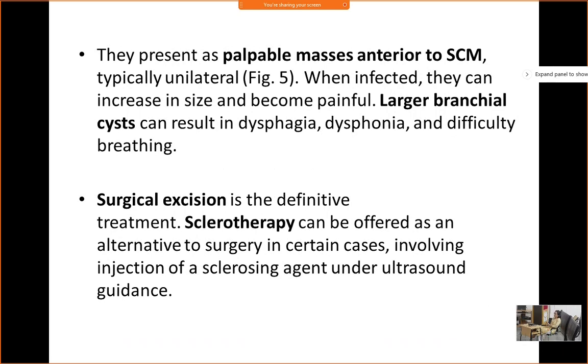They present as a palpable mass anterior to the sternocleidomastoid, typically unilateral. It can happen either on the right or on the left side, either side of the center of the neck. And when infected, they can increase in size and become painful. So a larger branchial cyst can result in dysphagia, dysphonia, and difficulty in breathing. Surgical excision is the definitive treatment if such a cyst appears. Sclerotherapy can also be offered as an alternative to surgery in certain cases, which involves injection of a sclerosing agent under ultrasonography guidance.